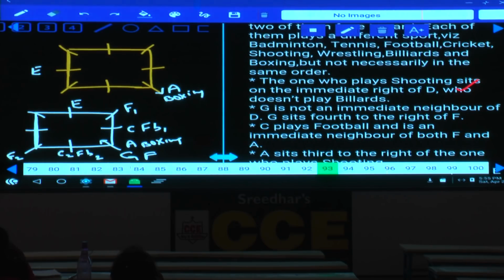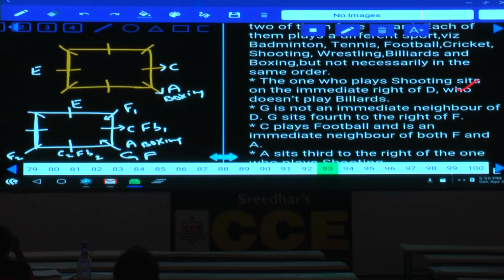Next one. And A sits at the corner. E sits out to the right of A. We have taken that information. A plays boxing. C faces outside. Now C faces outside and sits on the immediate left of F. In the first case, it will be here, isn't it? Now let us discuss the first case in both the cases.